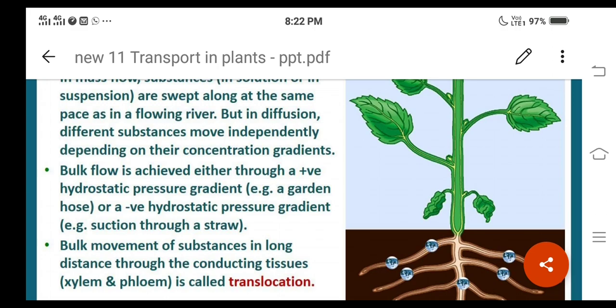Then what is the function of the phloem? The phloem translocates a variety of organic and inorganic solutes, mainly from the leaves to other parts of the plant. Mainly from the leaves means what here? The food is synthesized in the leaves, and from that region it goes to other parts of the plant.